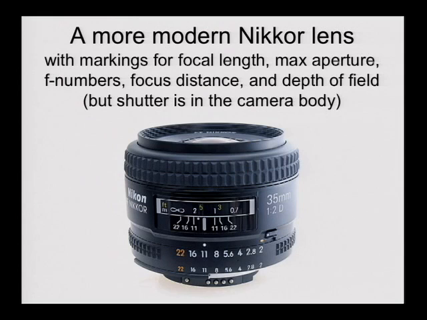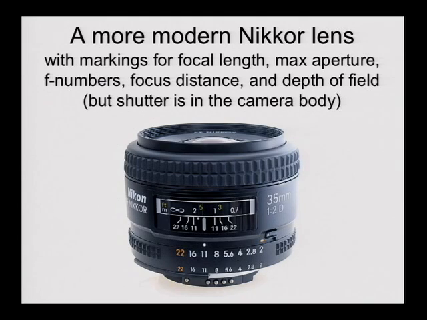The settings on a modern lens are essentially no different. This is an example of a Nikkor lens that has a focus setting and an aperture setting. The focus setting lets you read out the distance that the lens is focused to on a scale here. And it's got a bunch of other markings on it.